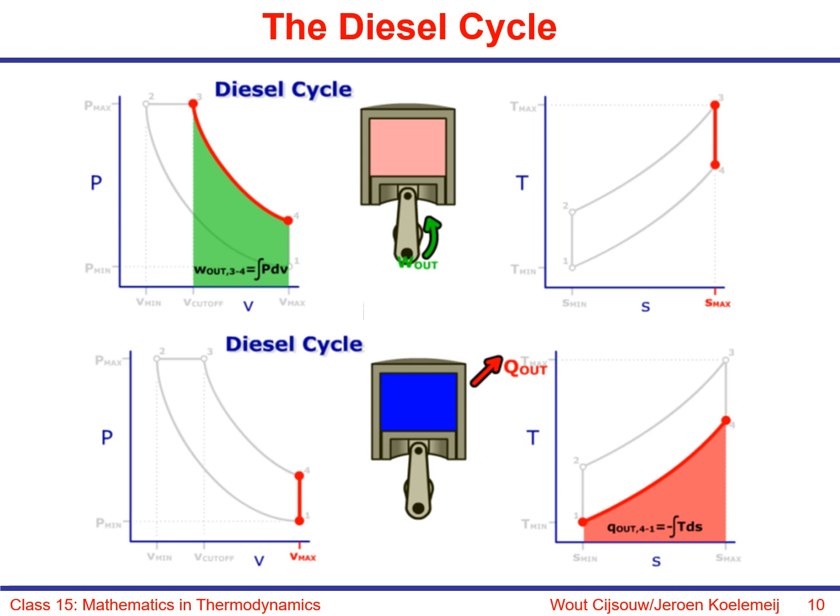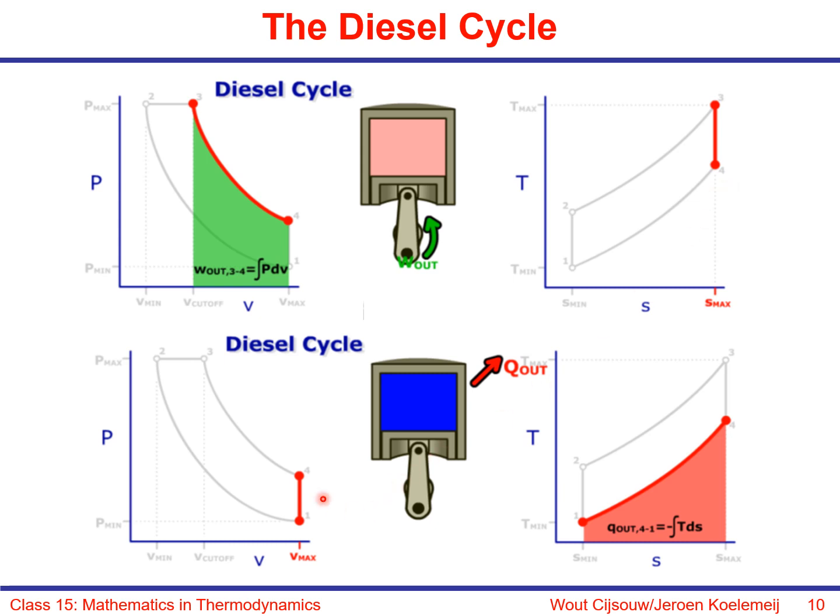Well, in the next step, we go from state 3 to 4. This is when the diesel pump stops injecting the gas fuel mixture. So it will expand, but the pressure will no longer be maintained. The pressure will go down, and during the expansion, also the temperature will go down.